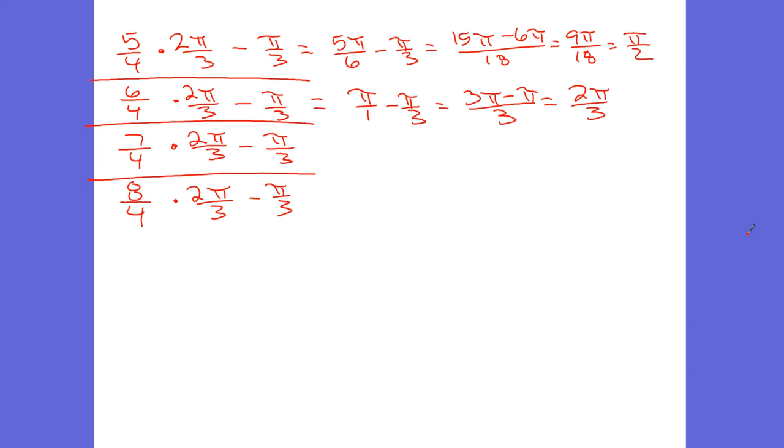Alright, so next one. 7 pi over 4 times 2 pi over 3. That's 14 over 12, isn't it? What's that reduced to? 7 over 6, 7 pi over 6, minus pi over 3. It's going to be 18 pi minus 6 pi all over 18. It's 21, not 18. Oh, you're right.